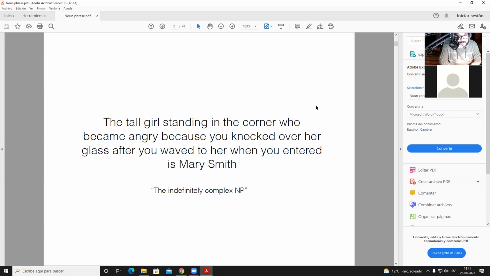In this example, we can see that the noun phrase begins with the determiner the and it ends with the verb entered, right? What happens then is that this noun phrase contains clauses as post modifiers, but not just one clause, but several clauses. At least I can tell you quite easily there are 1, 2, 3, 4 different clauses. Okay, so therefore, grammarians have stated that noun phrases are indefinitely complex.